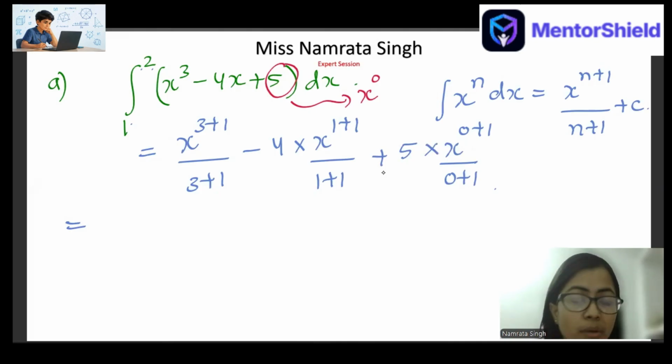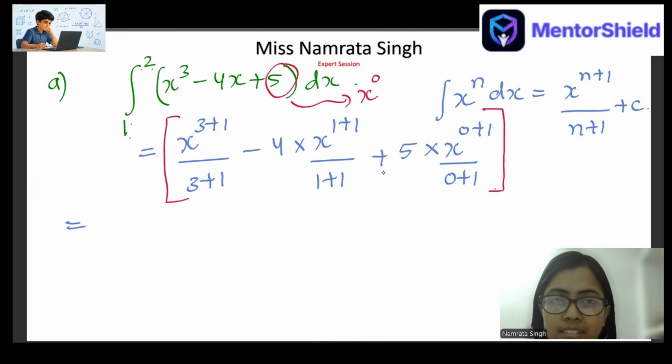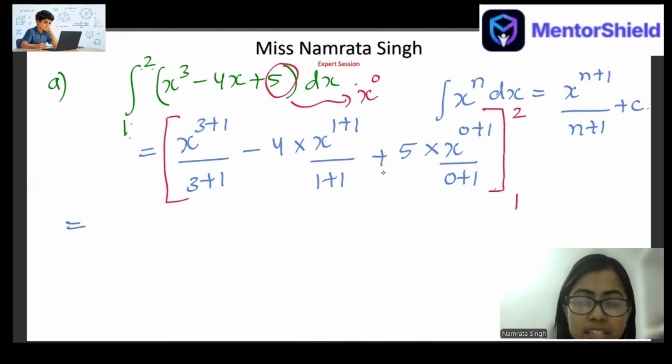Just wait a minute. Where is the lower limit 1 and upper limit 2? Where has it gone? So what we have to see is we are going to substitute that at the end. So we can write it here. After the square brackets, I'm writing 1, and here I'm writing 2. Alright? So now let's simplify this.